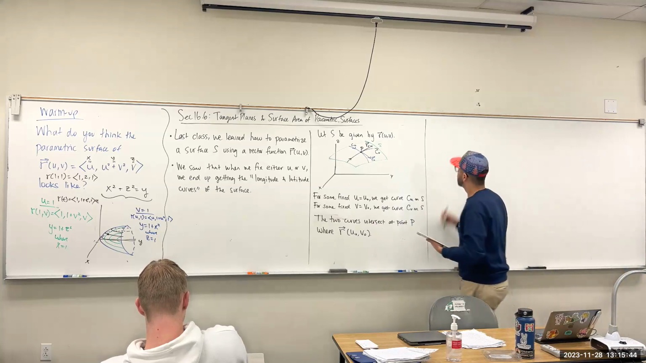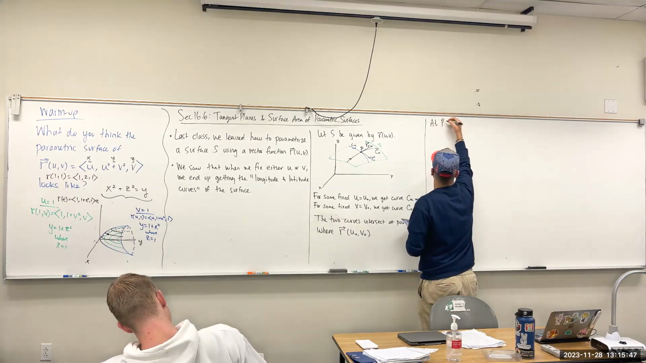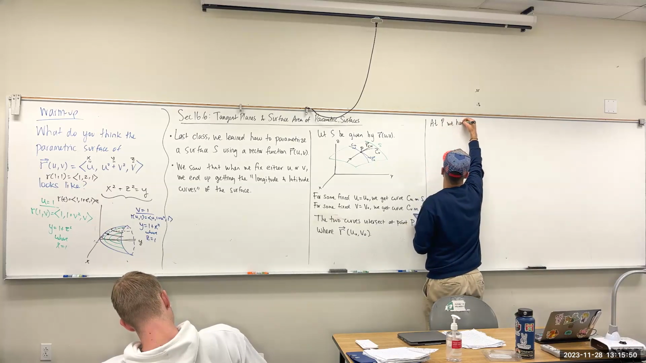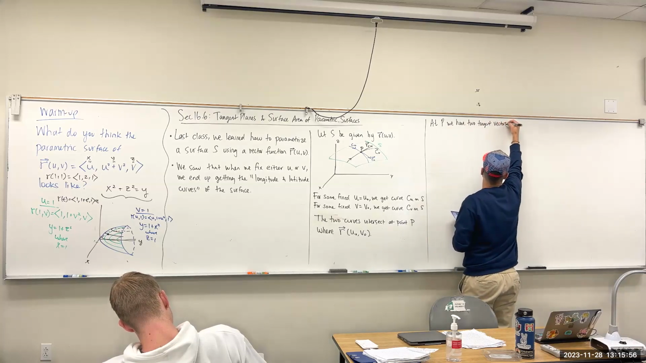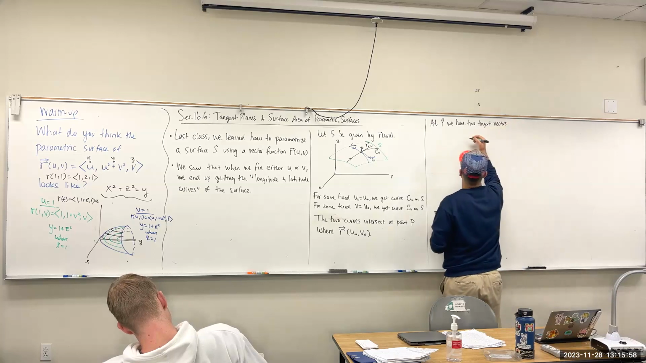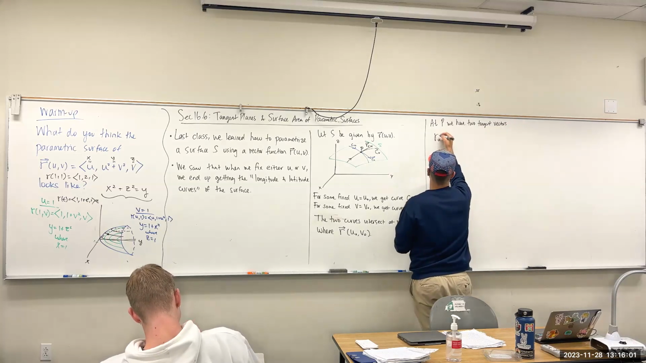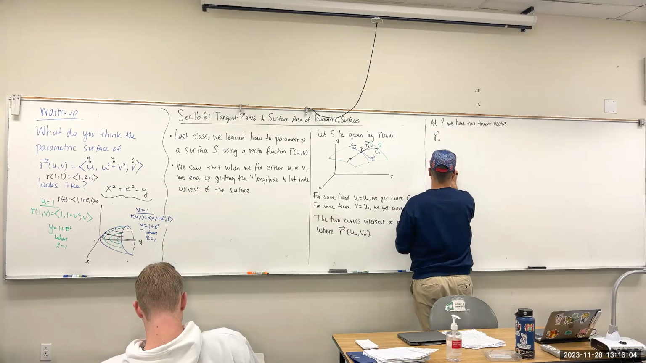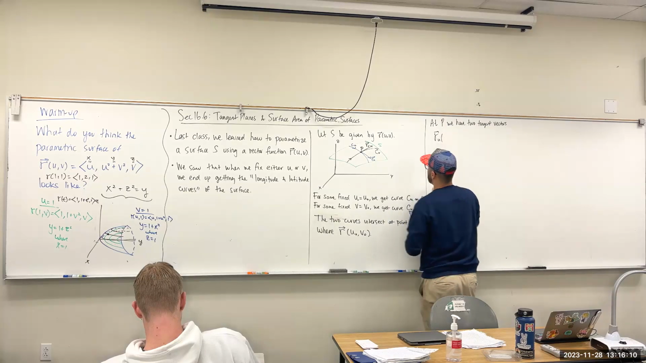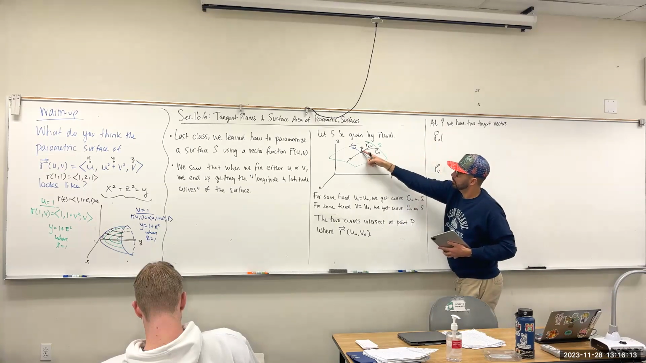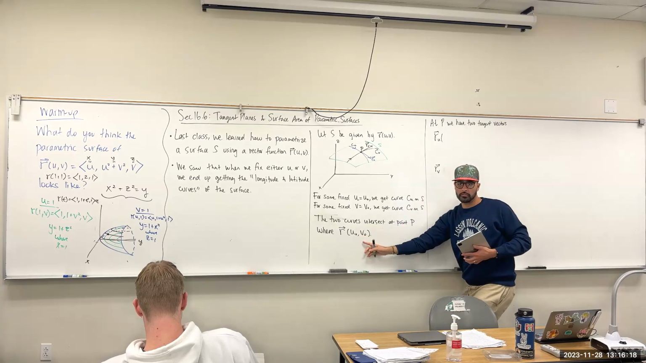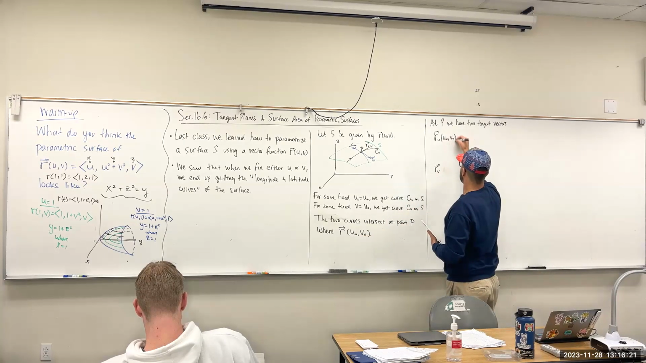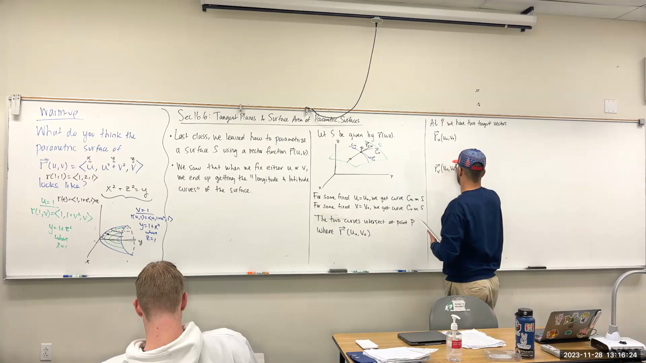Yep, okay. So at P, we have two tangent vectors, r_u and r_v. And since you want it to be at P, the u and the v that we plug into it are the ones from the point, u naught and v naught. So it's u naught, v naught, u naught, v naught.